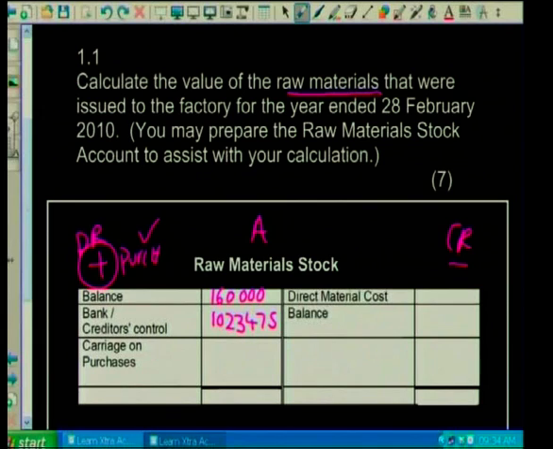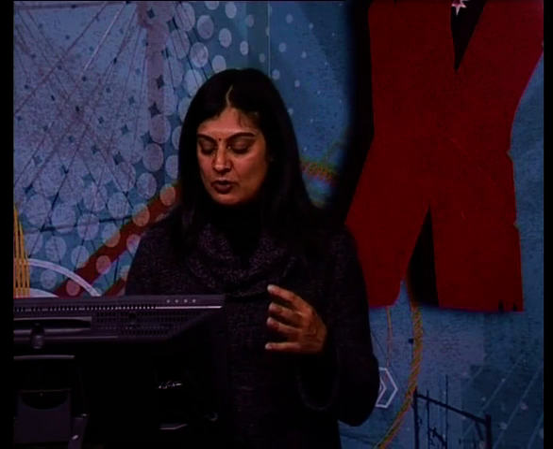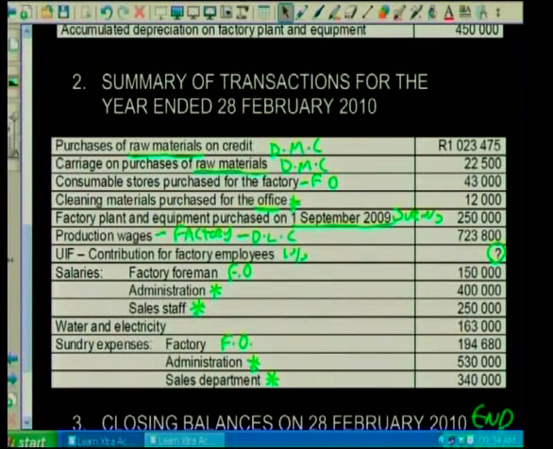Right, so we've recorded our purchases on the debit side. Let's now look at what else will appear on the debit side. Now, apart from purchases, every time we pay for carriage on purchases, every time we pay for transporting the item to the factory, the value of our raw materials should go up. It should increase by that transport cost that we've paid. And we know in accounting, we refer to those costs as our carriage on purchases. So carriage on purchases of raw materials, an amount of 22,500. So let's take that through.